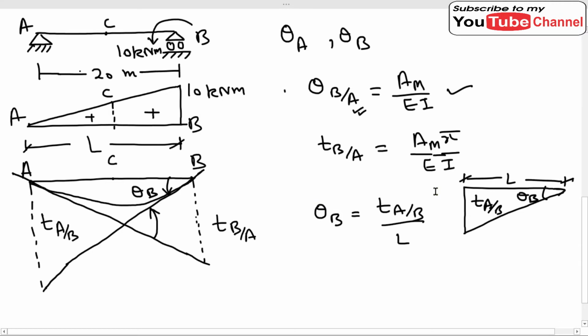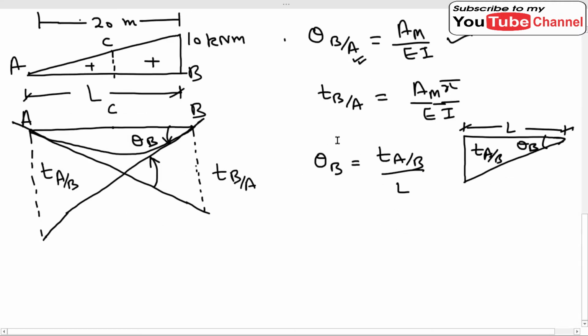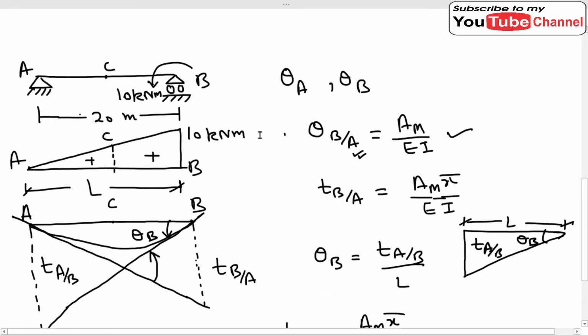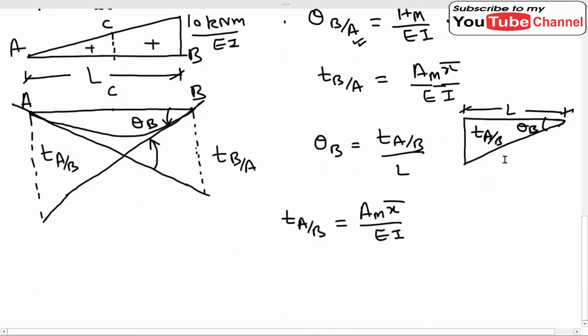Okay, so let us find out the values. What will be the value of TA over B? If I write first TA over B, it will be AM x bar upon EI. One thing which I have forgotten here is it will be 10 kilonewton upon EI, as we draw the M by EI diagram.